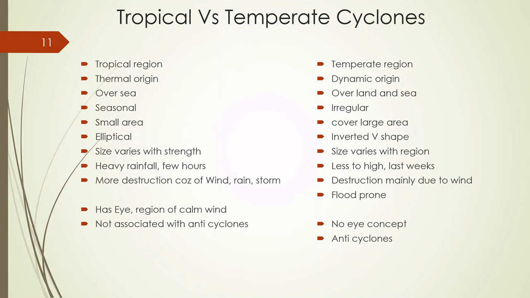In the case of tropical cyclones, the major destruction is caused by wind, rain as well as storm. Whereas for temperate cyclones, the destruction is mainly due to wind, and they are also flood prone. Also, there is a concept of the eye of the cyclone in tropical cyclones, whereas there is no concept of eye in temperate cyclones. Tropical cyclones are not associated with anticyclones, whereas for every temperate cyclone there is an associated anticyclone, which results in the subsiding of the temperate cyclone. Okay, I hope you are clear with this.